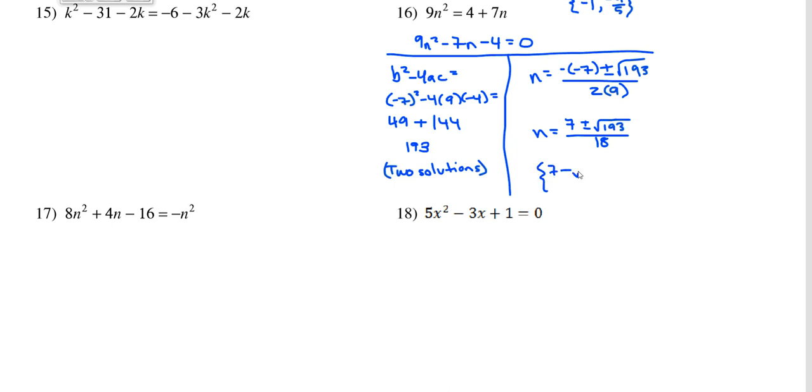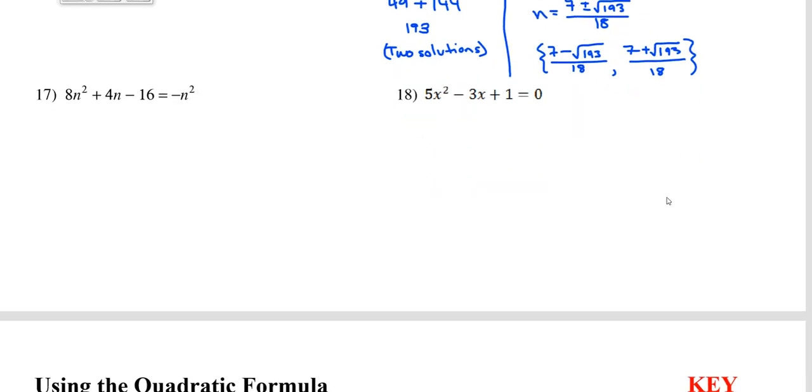All right, last one. So on this one, it's already in standard form. We're good to go. It's ax squared plus bx plus c equals 0. We've got the discriminant b squared minus 4ac, which is negative 3 quantity squared minus 4 times 5 times c, which is 1. So we get 9 minus, because there's no negative, 4 times 5 is 20, times 1 is still 20. 9 minus 20 is negative 11.